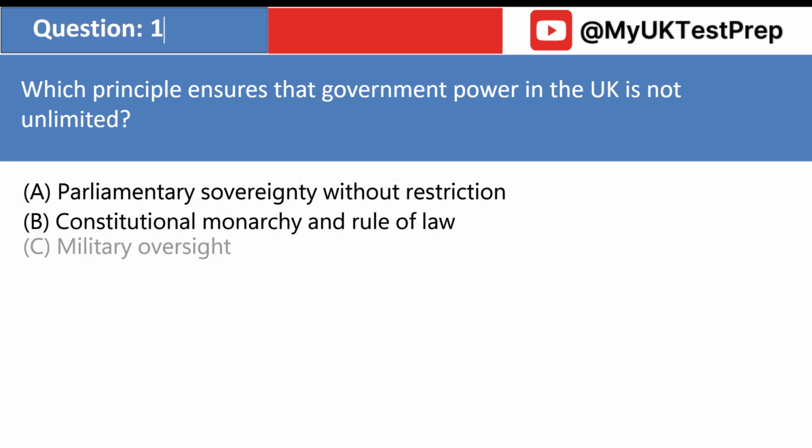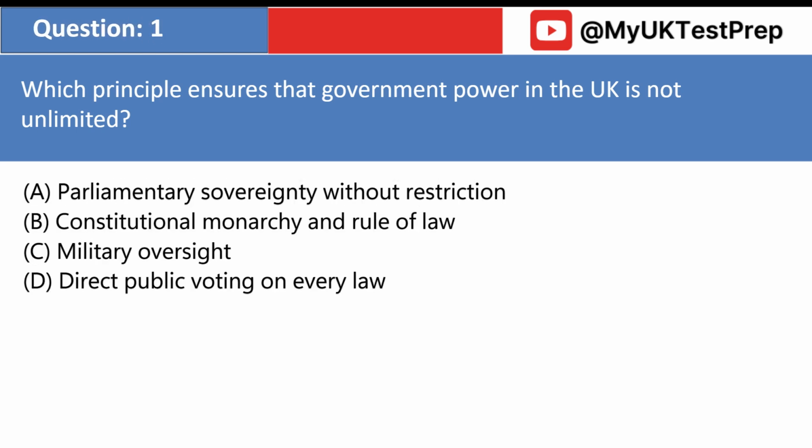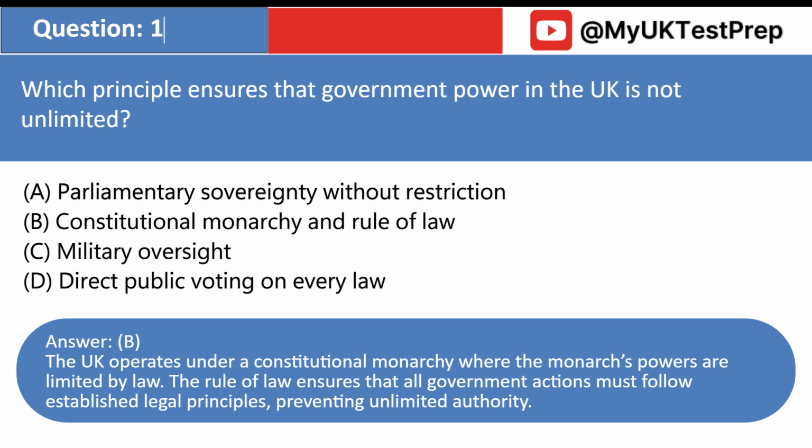Which principle ensures that government power in the UK is not unlimited? A. Parliamentary sovereignty without restriction. B. Constitutional monarchy and rule of law. C. Military oversight. D. Direct public voting on every law. Answer: B. The UK operates under a constitutional monarchy where the monarch's powers are limited by law. The rule of law ensures that all government actions must follow established legal principles, preventing unlimited authority.